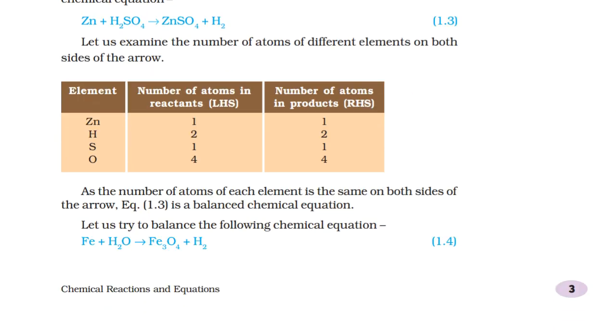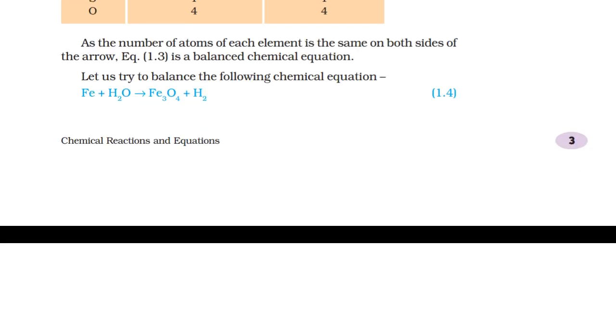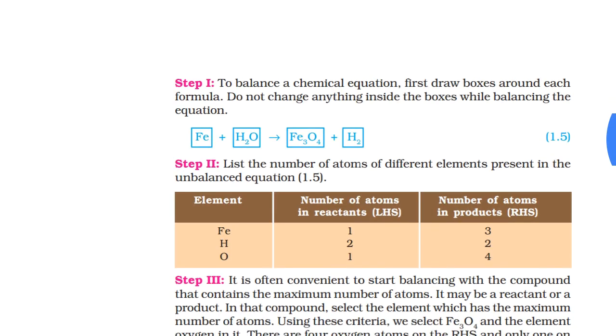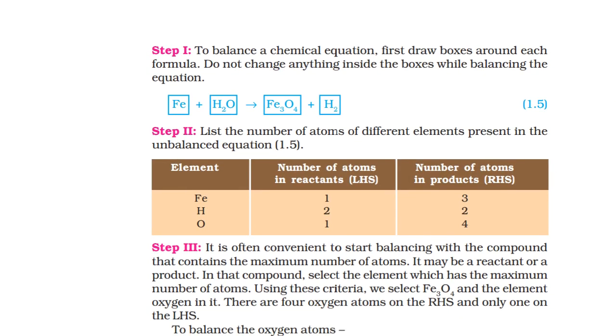Fe plus H2O, arrow, Fe3O4 plus H2. Step 1. What to do? To balance a chemical equation, first draw boxes around each formula. Draw boxes around each formula, and don't change anything inside the boxes while balancing the equation.